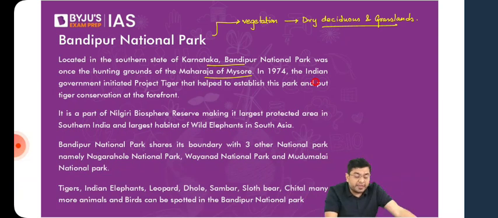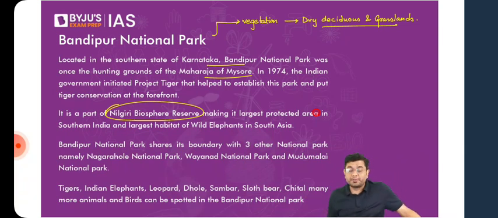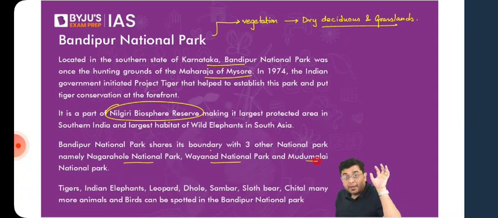Now this region of Bandipur is a part of the larger Nilgiri Biosphere Reserve, and it becomes one of the largest protected areas in the southern part of the country. Now it shares its boundary with 3 other national parks, that is Nagarhole, Wayanad and Mudumalai. So that is where it serves as a very vital wildlife corridor, tiger corridor and wildlife corridor.